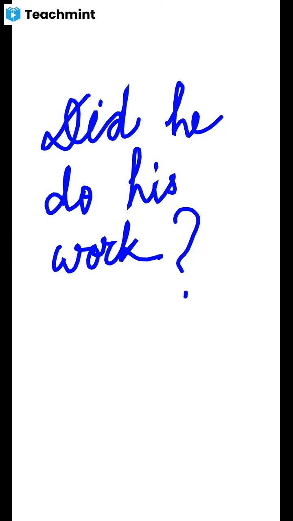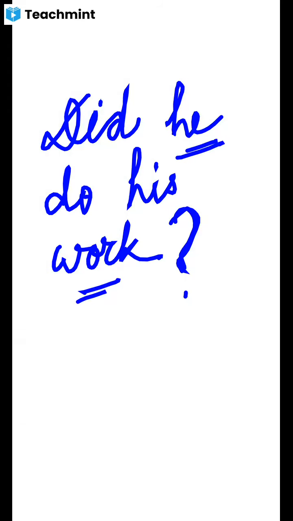Yes-no question, because no WH word is there, and we can answer it only with yes or no. So, did he do his work? Now, since this is given in interrogative form, we need to change it into assertive form.